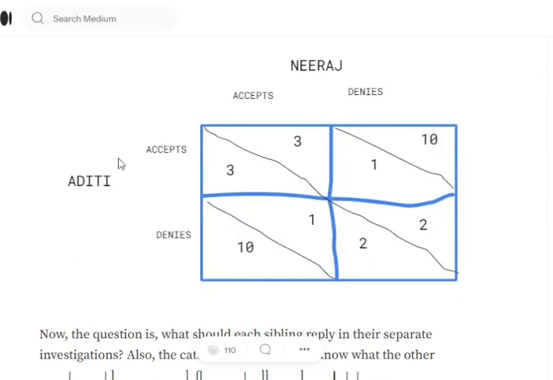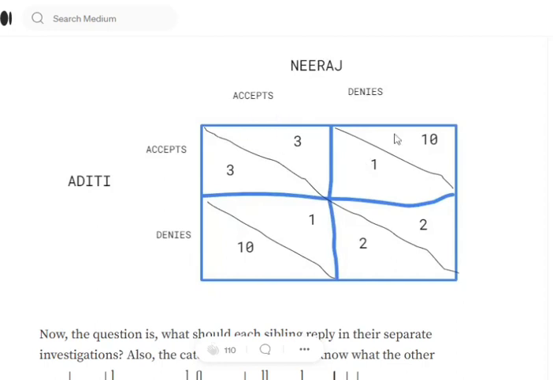Again, in case of Aditi, she's also getting 3 weeks of punishment. But if she doesn't change her strategy and Neeraj changes his strategy, she gets an improvement of 1 week in punishment. Hence, her condition has improved but not degraded. If Neeraj sticks to 3, she's getting 3. If Neeraj denies, she gets 1. Hence, state 1 is Nash equilibrium.